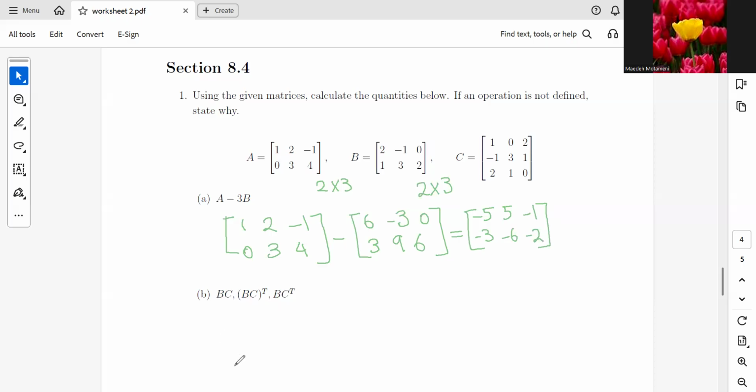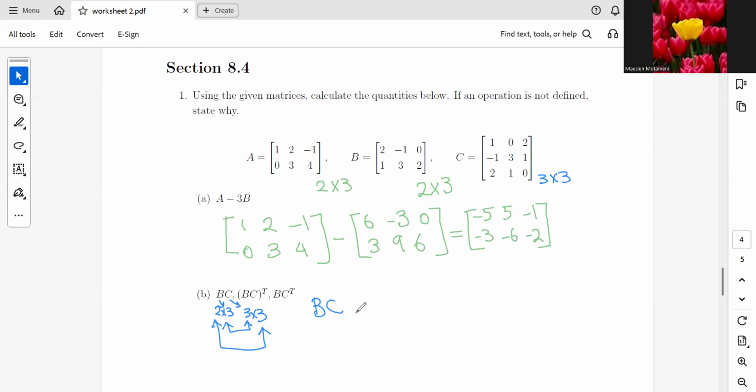Part B is about multiplication. First of all, we should check if we can multiply them together. So B is 2 by 3 and C is 3 by 3. Since these two numbers are the same, we are allowed to multiply them together, and the answer would be of the size of the outer two numbers.